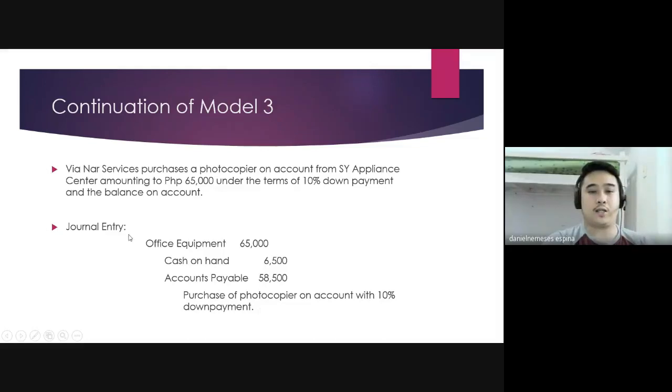Okay, so still this is an example of a compound entry. So kung gusto ka og simple entries, pwede ka magbutang diha: debit office equipment, 6,500, credit cash on hand, 6,500. Another entry, debit office equipment, 58,500, credit accounts payable, 58,500. So for the compound entry, why not i-add na lang nimo ang mga debit. Similar ang mga account. So office equipment, 65,000, credit cash on hand, credit accounts payable.